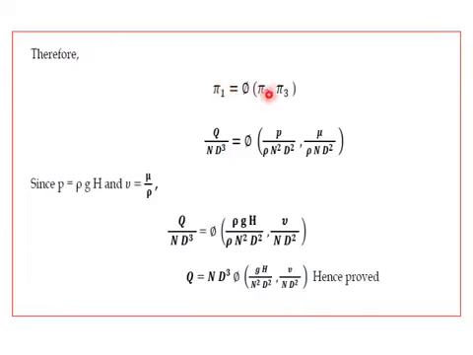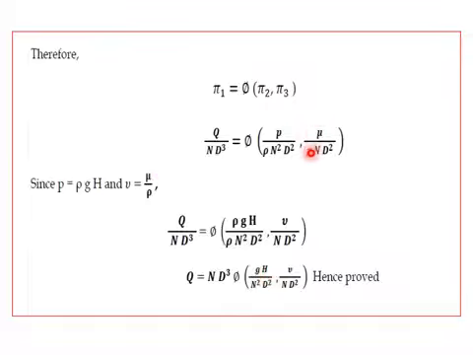Now we know that pi 1 is a function of pi 2 and pi 3, so we can substitute here. What we want is in this required form, but pressure is nothing but omega into h, or rho g h. So rho g h is substituted, rho and rho get cancelled out, so you are left with g h by N squared D squared.